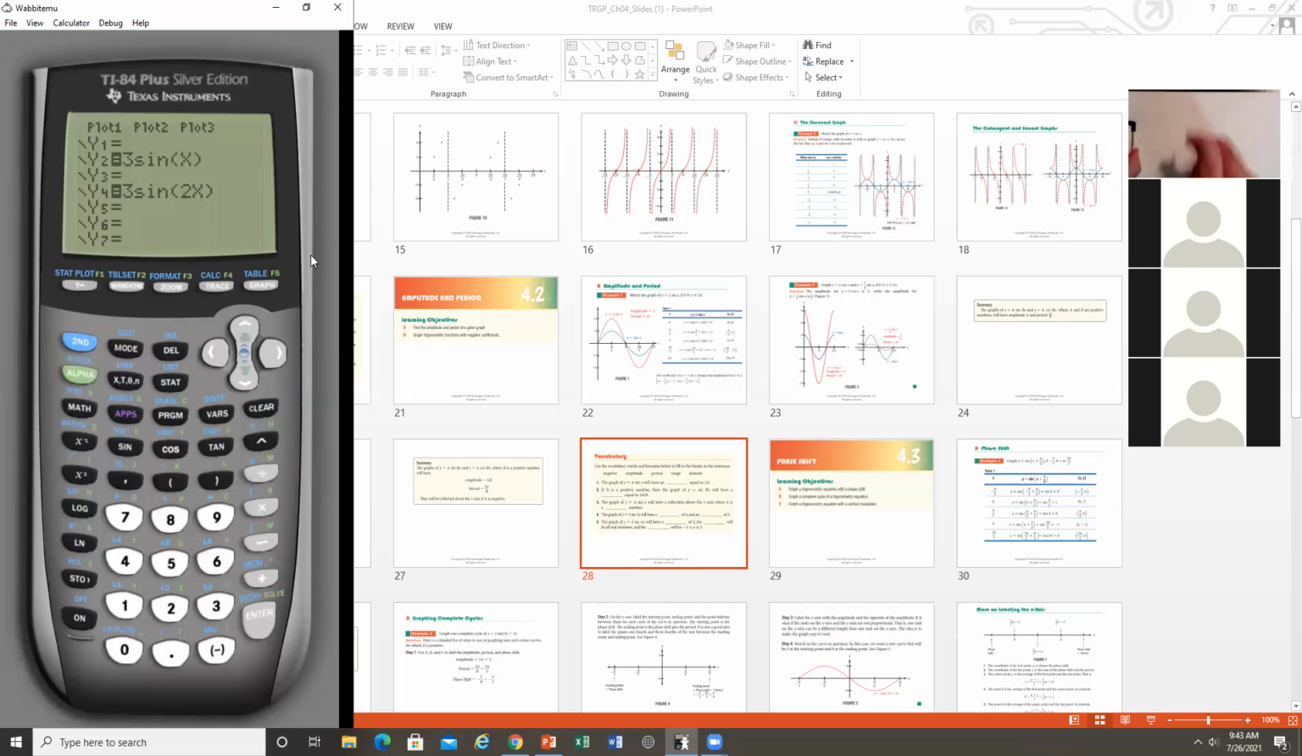How many cycles will I see graphed for the second function? It's going to be 2. You're exactly right. You're going to see 2 cycles. Because, again, let's just look at this. Some of you are still mystified.